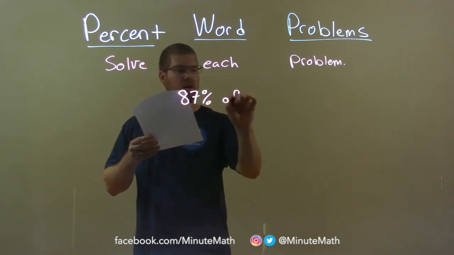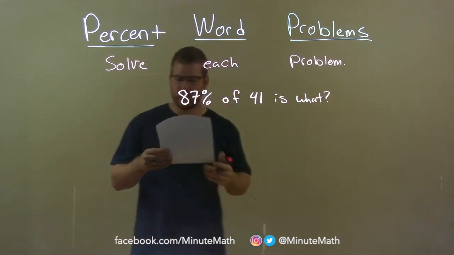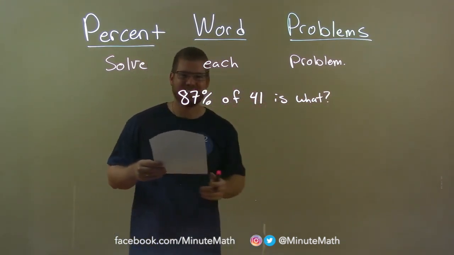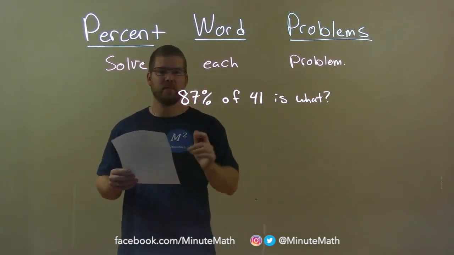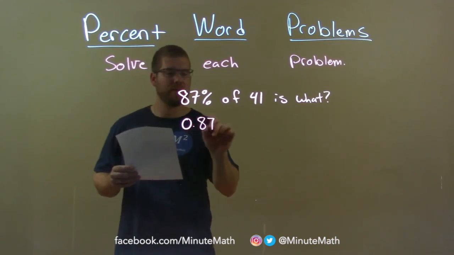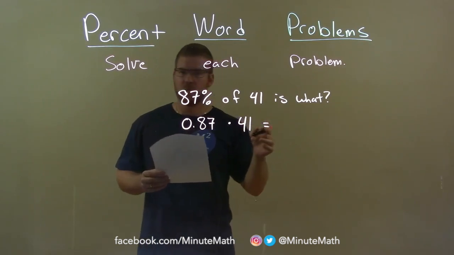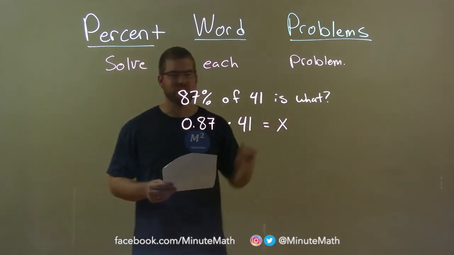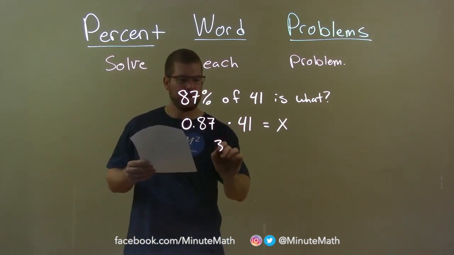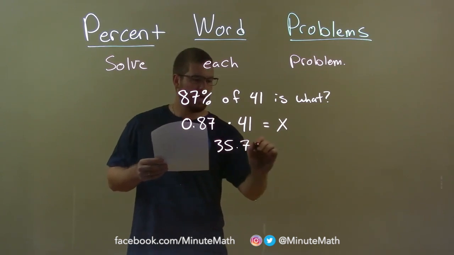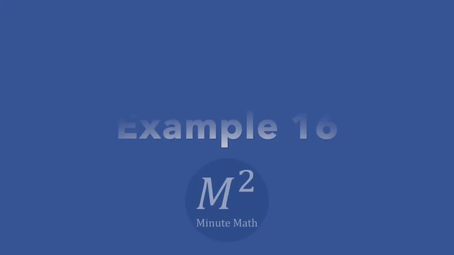87% of 41 is what? Okay, so 87% of 41 is what? Well, let's go write this as an equation. Convert this, right? 87% as a decimal is 0.87, of multiplication, 41 is equal to what? The variable x. Let's just use x here, right? Now let's solve for x. Well, 0.87 times 41 is 35.7. And there we have it. That's equal to x. So my final answer is 35.7.